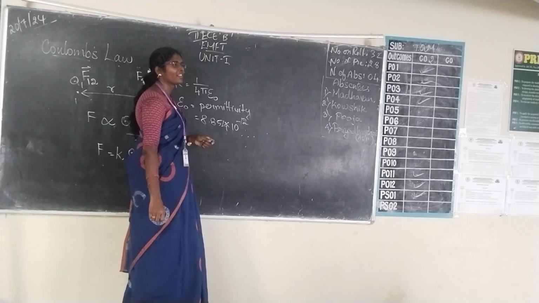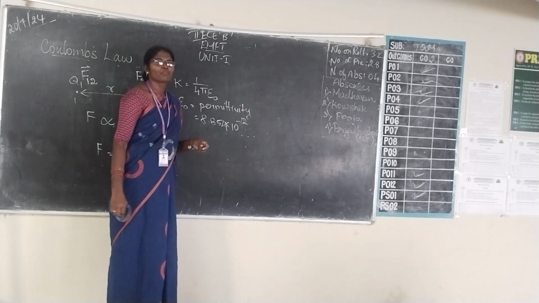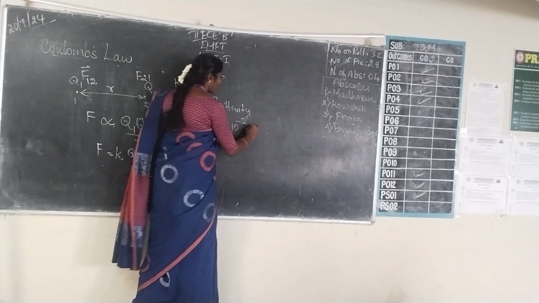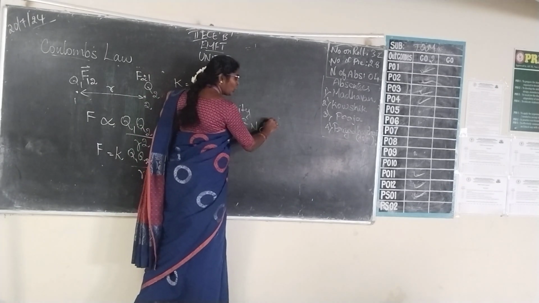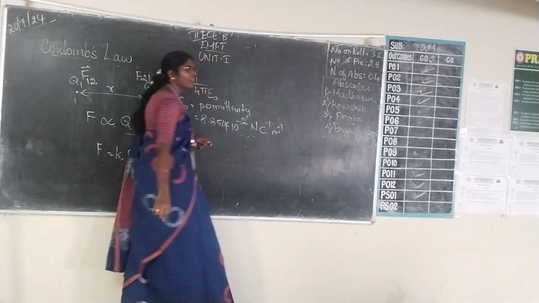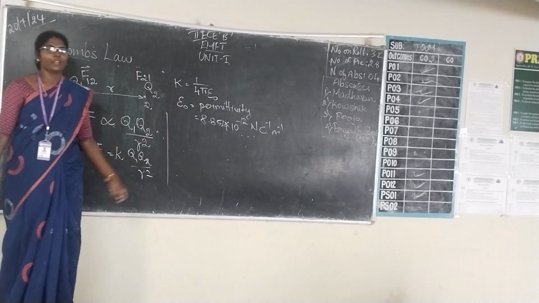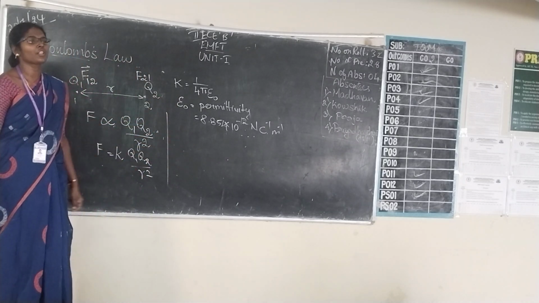What is the unit of it? Newton per coulomb per meter. Okay, so this is the permittivity. That is K. Overall, the constant K, what is it?